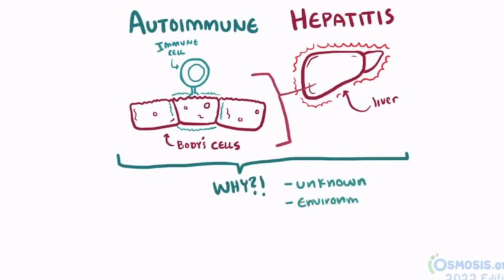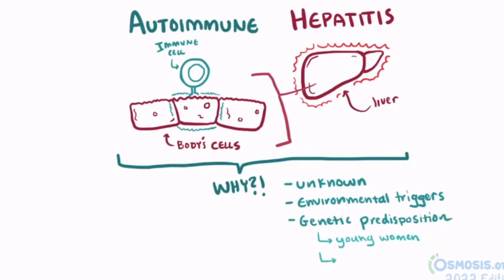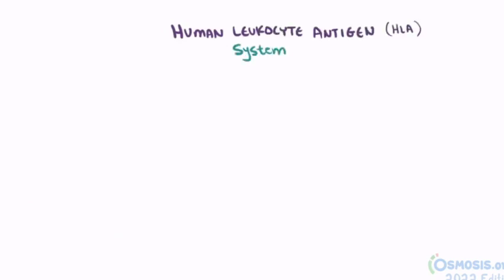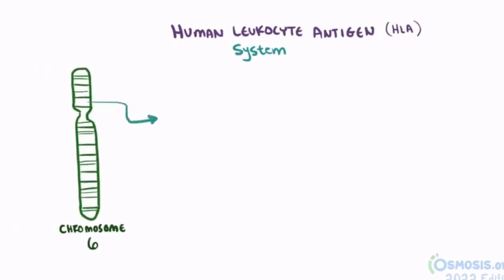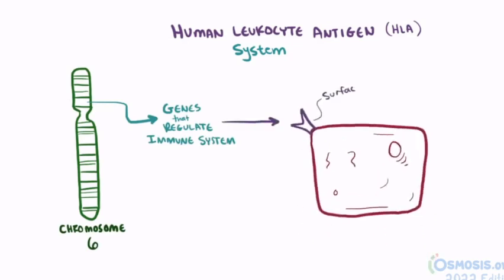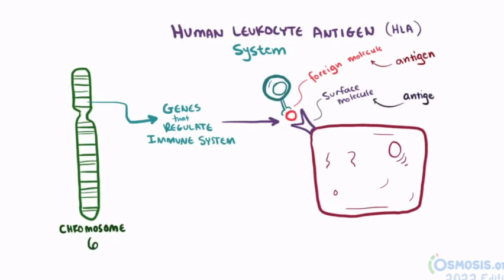But some researchers think it's a combination of environmental triggers and genetic predisposition. It tends to occur most often in young women, and the female-to-male ratio is about 4-1. Also, though, an important piece of the genetic puzzle is the human leukocyte antigen system, shortened to HLA, which is this location of genes on chromosome 6 that regulate our immune functions. Specifically, these genes control the proteins that are encoded and used on the cell's surface to present foreign molecules to the immune system. But although they present antigens, they're also a form of antigen themselves.